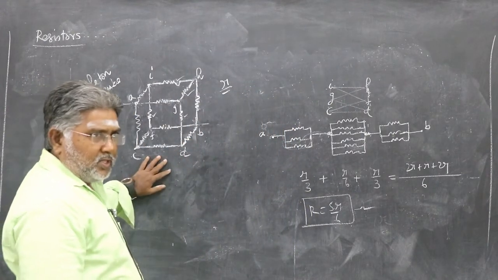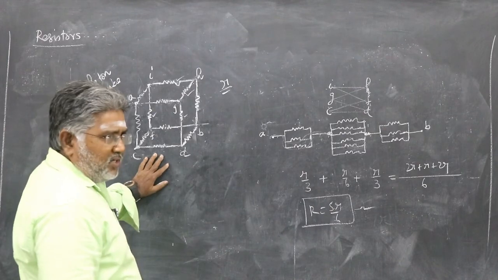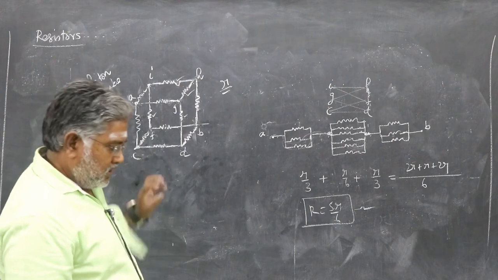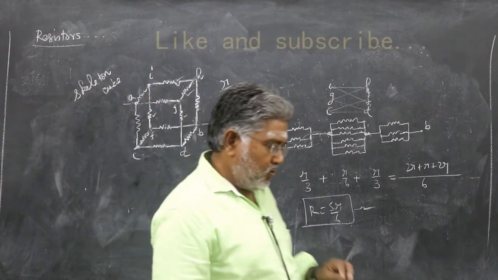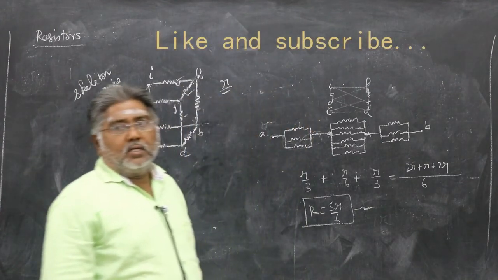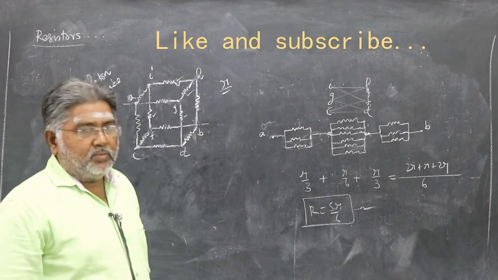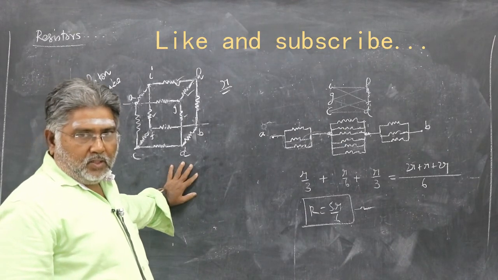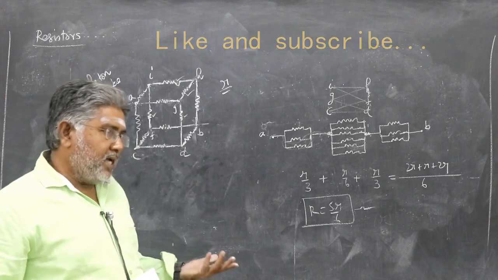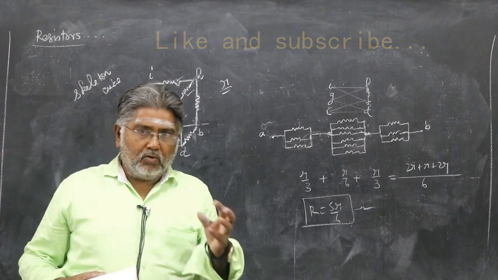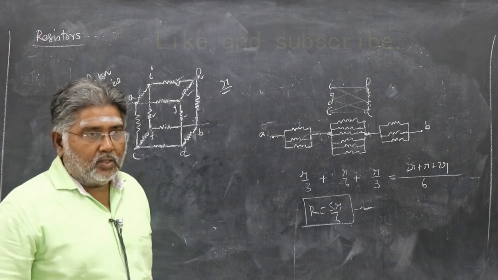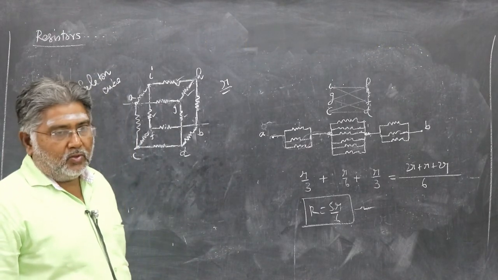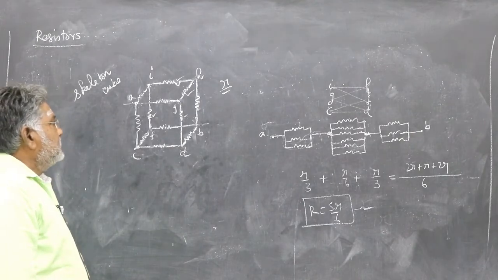Other methods are also there, but I think this is easier. The only thing you have to know is how to locate the symmetry points. Symmetry points are those points which are at the same potential. So depending on the entry point of current and exit point of current, you will have to identify the symmetry points, then you will be able to do it. Okay?